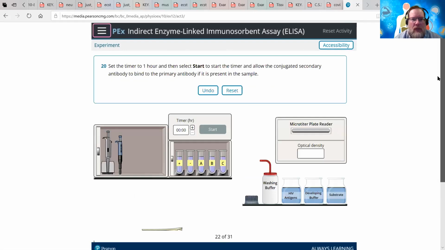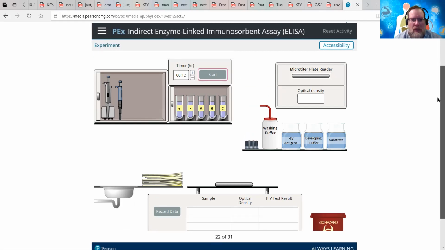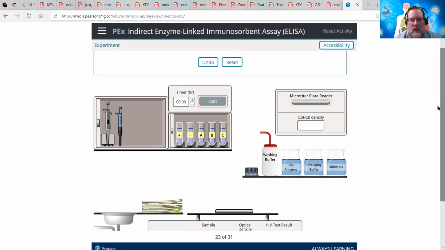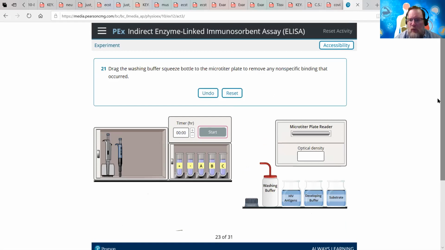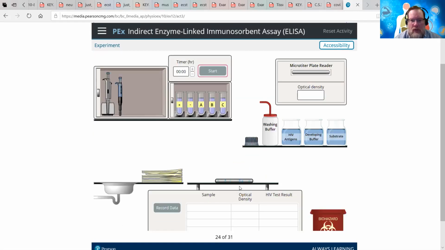But anyway, we're going to set the timer to an hour. Click that so that developing buffer gets that secondary connector or antibody going. And I believe, yeah, we've got to rinse it off again and take it over to the sink.